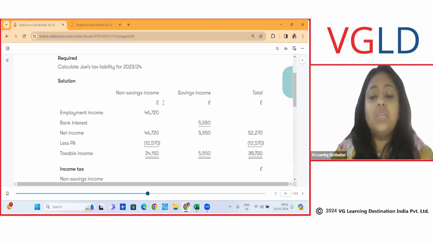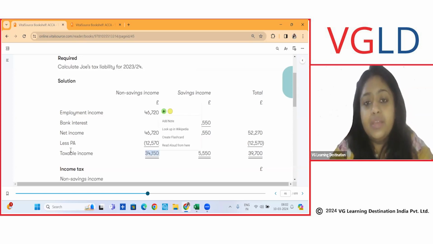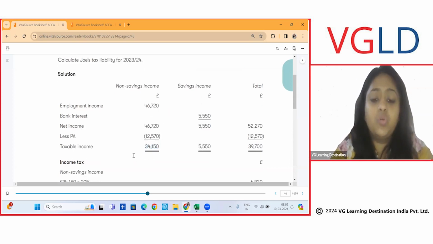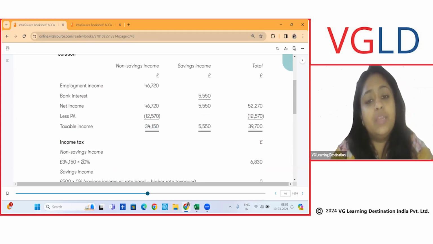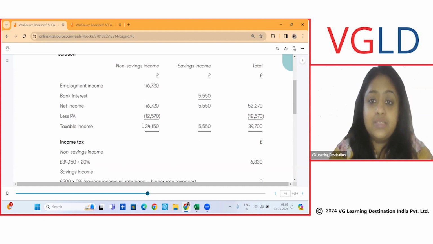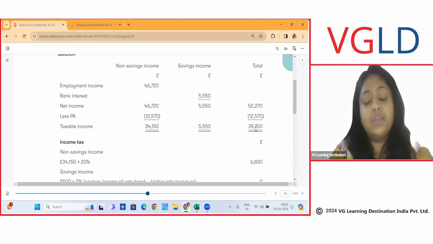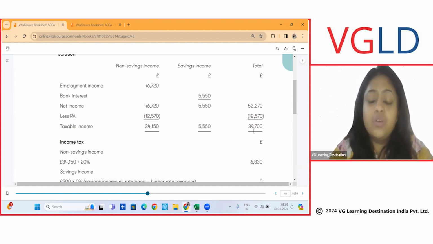Okay, now you know till 37,700 it will be taxed at 20%. Now 34,150 is less than 37,700, so the total 34,150 will be covered at 20%. When you go to savings income, the starting nil rate band is not available since NSI is more than 5,000. Regarding the savings nil rate band, the category of the taxpayer is higher rate category. So 500 will be available for savings nil rate band. So the first 500 will be covered at 0%.